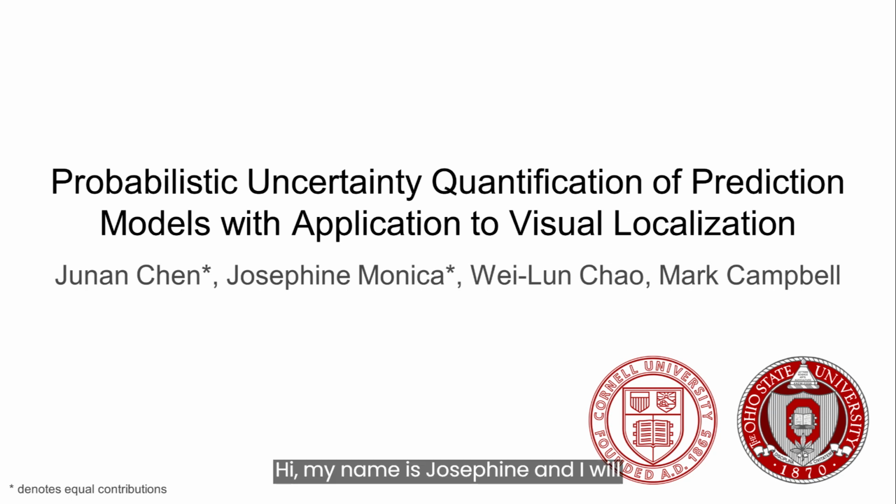Hi, my name is Josephine, and I will present our work on probabilistic uncertainty quantification of prediction models with application to visual localization. In this work, we present a general uncertainty prediction framework and show an application of our approach in the context of visual localization problem.